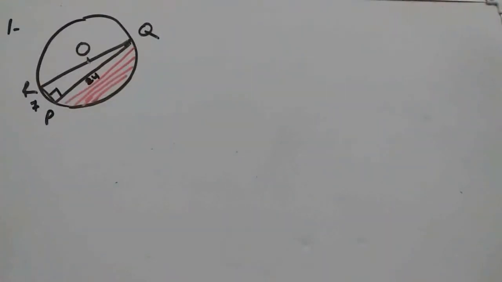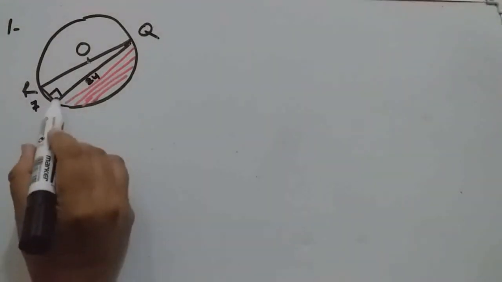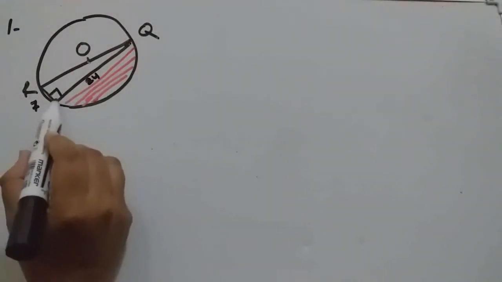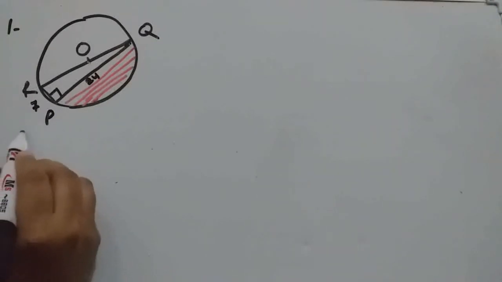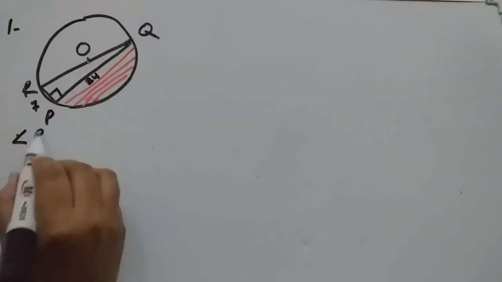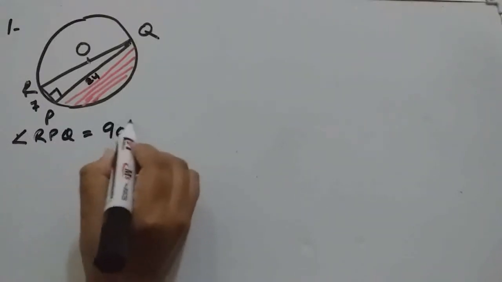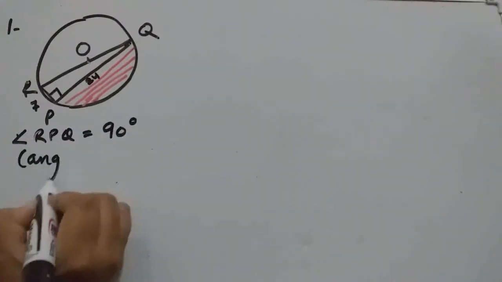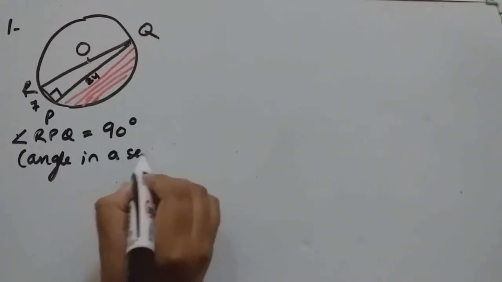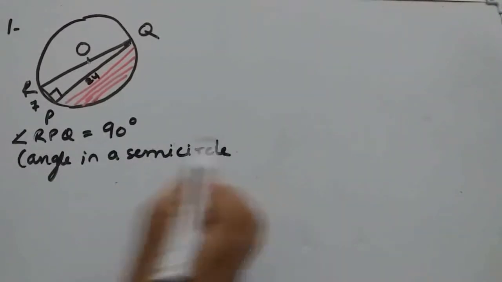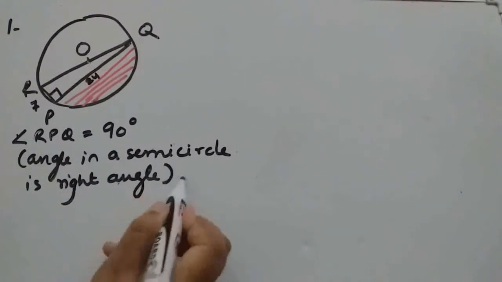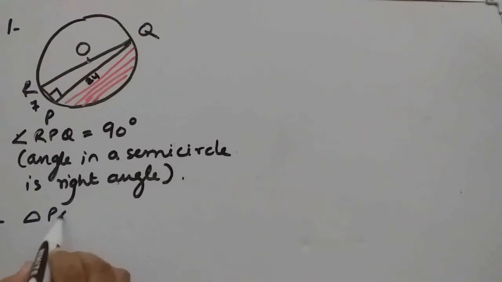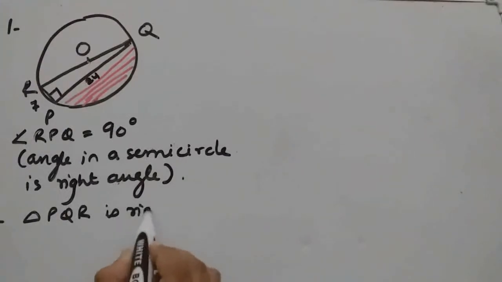But since we know this triangle is a right angle triangle, why? Because the angle in a semicircle is a right angle. We learned this in class 9. So what can we write here? This is P, this is R. So angle RPQ is 90 degrees, we can write. The reason will be: angle in a semicircle is a right angle. Okay, that means triangle PQR is a right angle triangle.